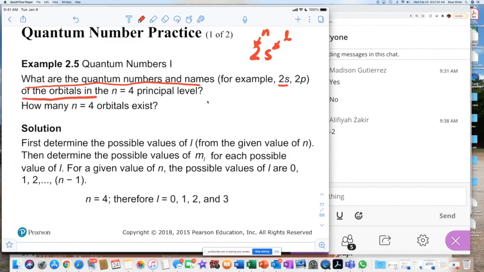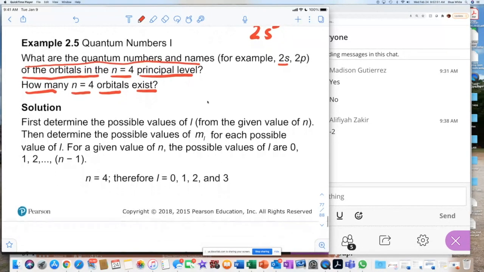All the orbitals in the n is equal to 4 principal level. So that's the first question. The second question you're going to be answering is how many n is equal to 4 orbitals actually exist? So what they do here is they write a lot of words.